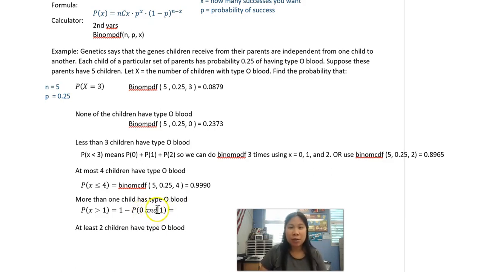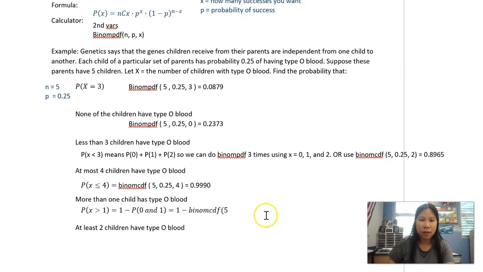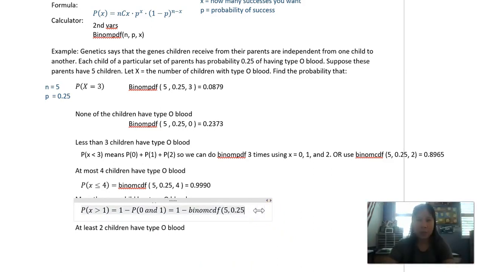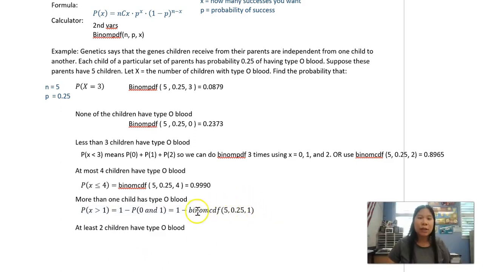0 and 1, though, is something that your calculator can find, because remember, binomial CDF starts counting at 0 and goes up to whatever number you tell it to. So if we tell our calculator 1 for binomial CDF, it'll add up 0 and 1 together and find us that probability. So if we do 1 minus binomial CDF of n equals 5, p is 0.25, and x is 1, then this should leave us with the probabilities for 2 through 5 that we wanted.